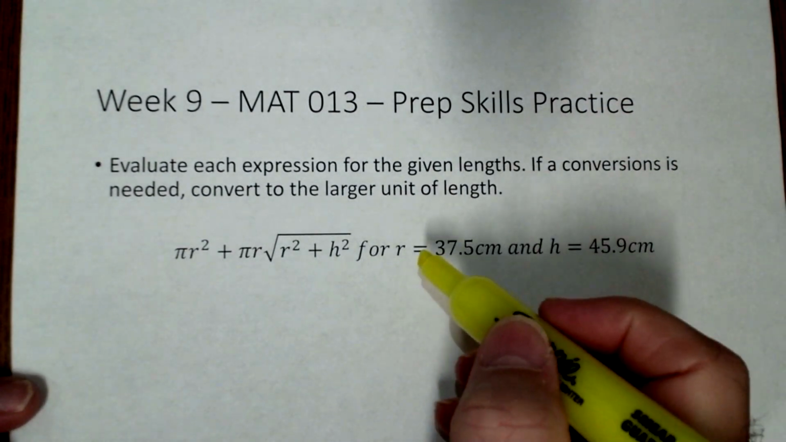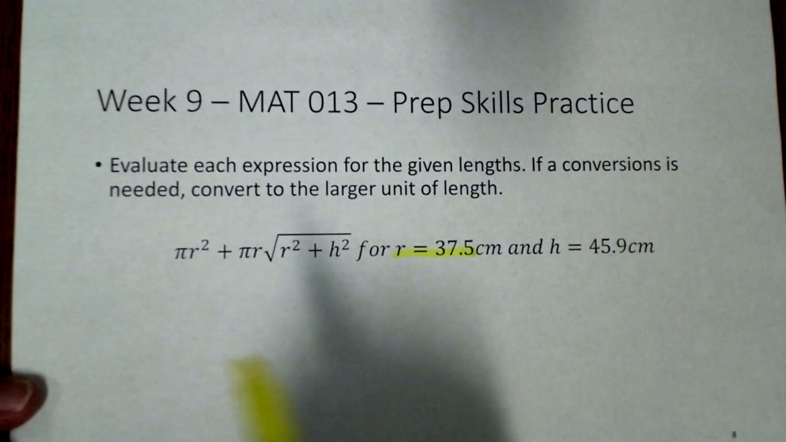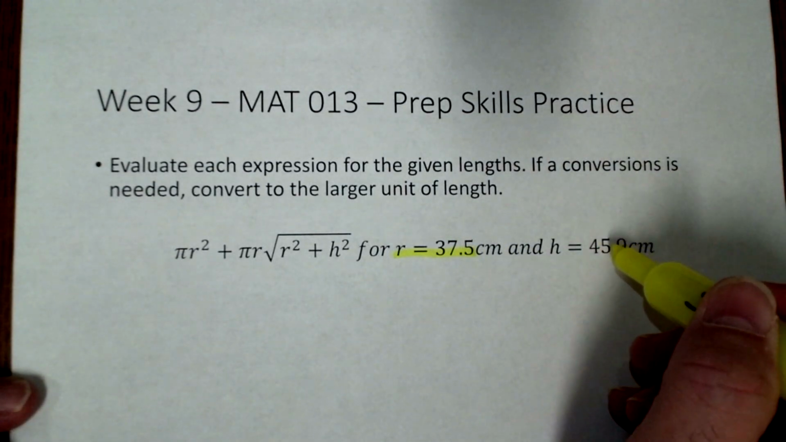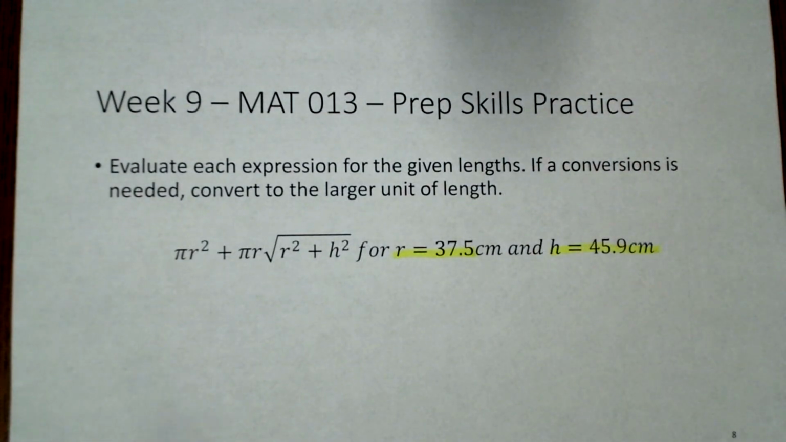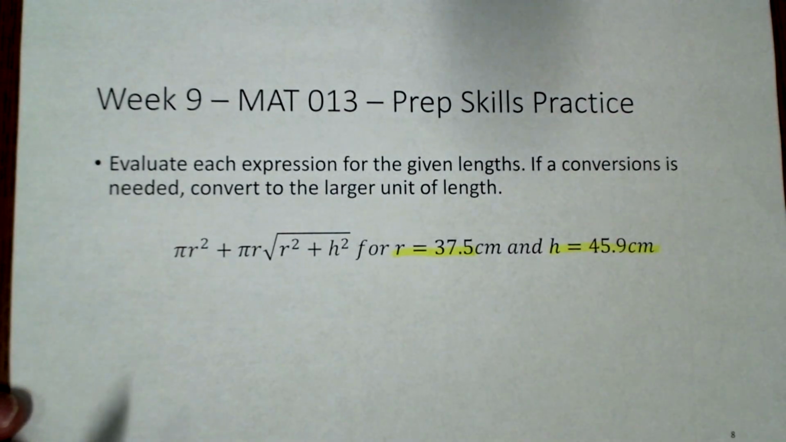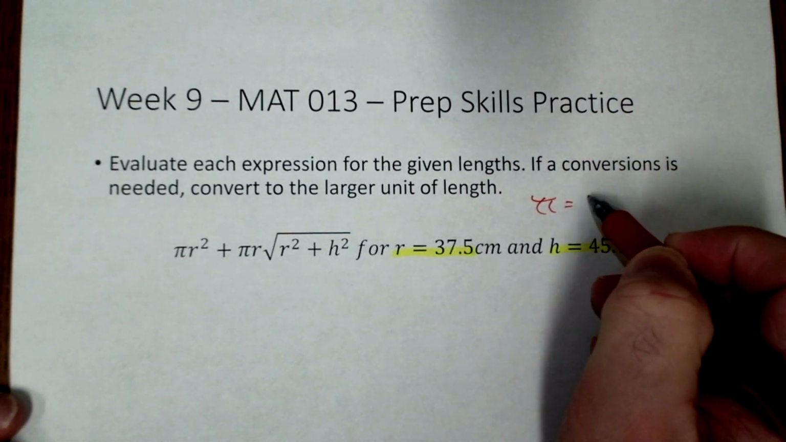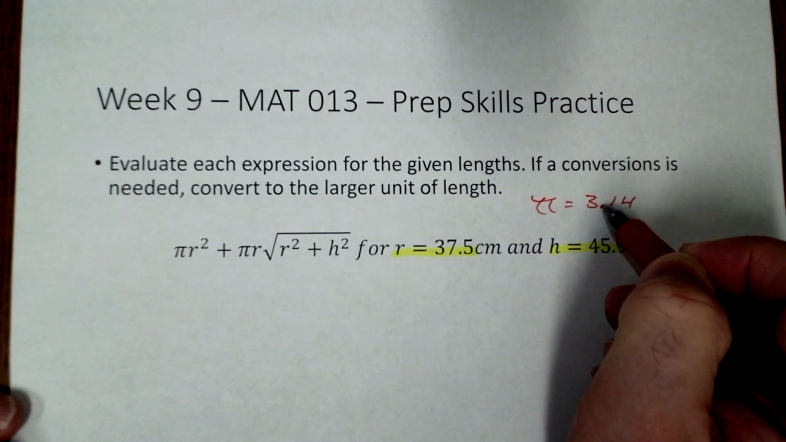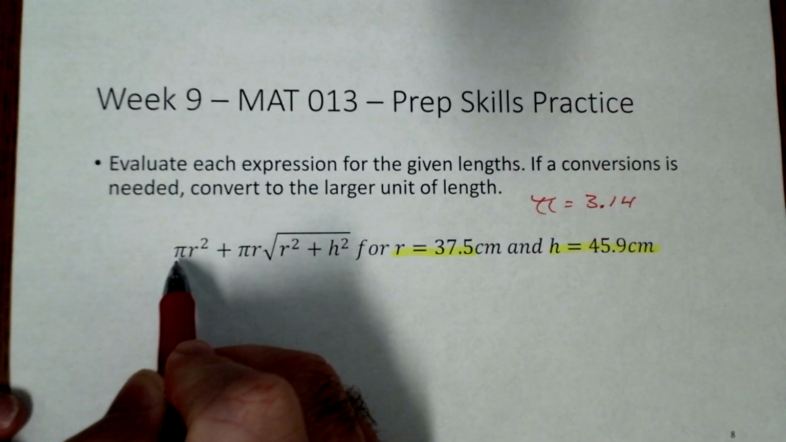We're told that where we see r, we're going to use 37.5 centimeters. And where we see h for height, we're going to use 45.9 centimeters. So let's do that. Let's just go ahead and rewrite the problem using these values every time we come across them. And again, for pi, common practice is we'll just use 3.14. So let's go ahead and rewrite this.